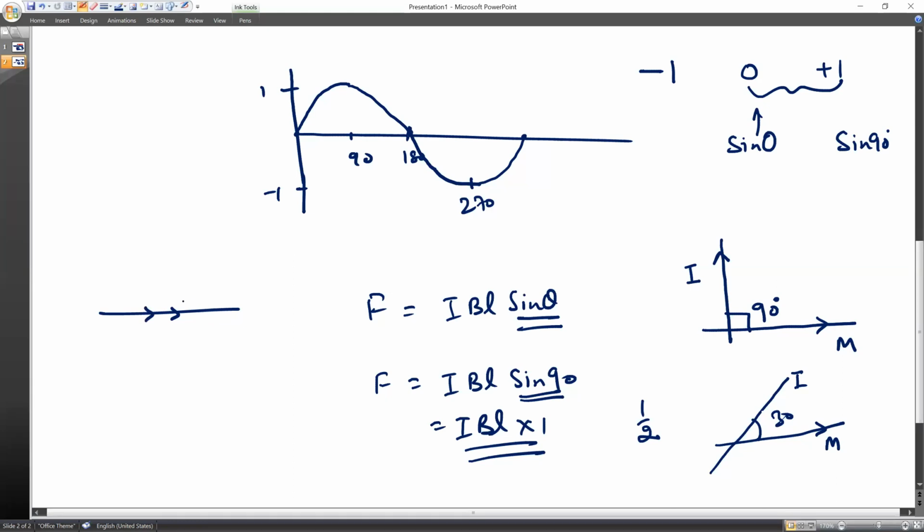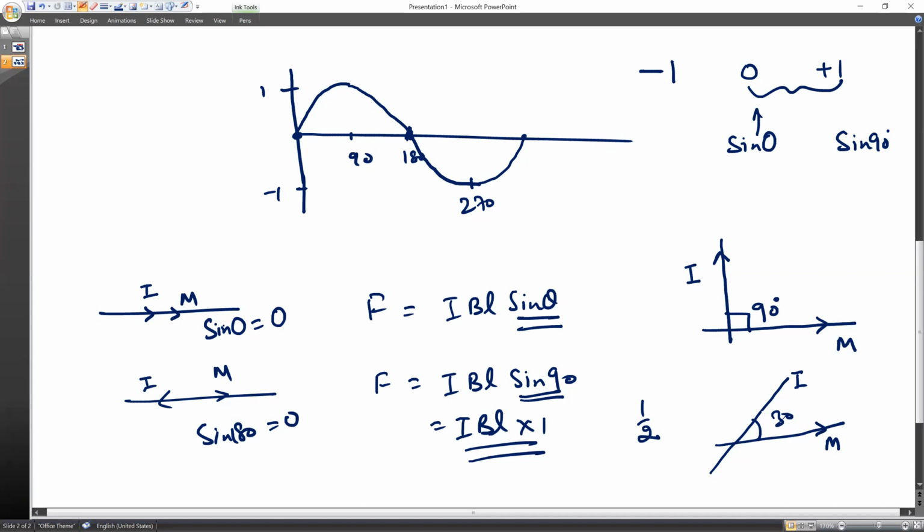So if the current and the magnetic field are in the same direction, or exactly opposite directions, then sine theta will be 180 degrees in one case and 0 degrees in the other, and both give a value of 0. At 180 it is going to be 0, and at 0 it is going to be 0. Got it? So if the magnetic field and the current are in the same or opposite direction, no force will be acting on the conductor.